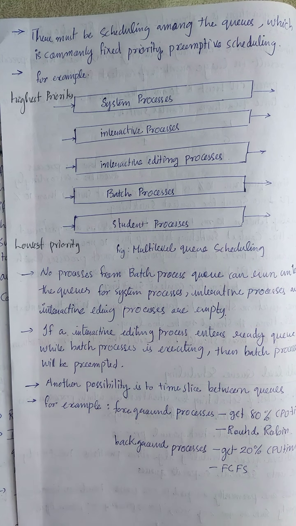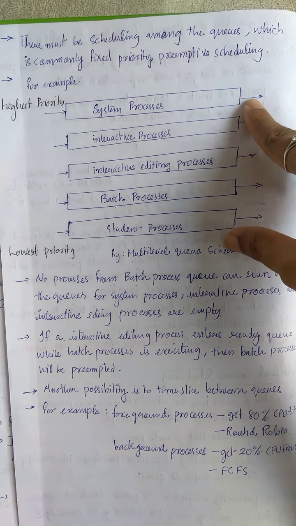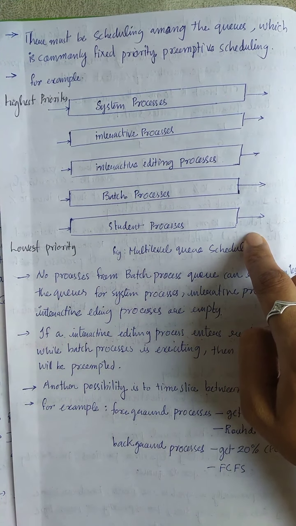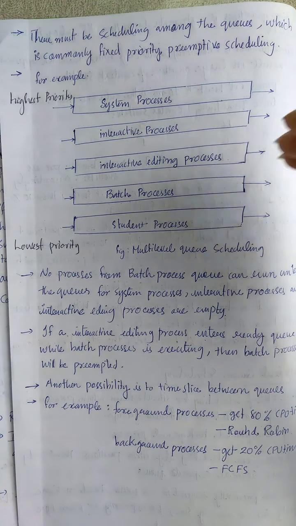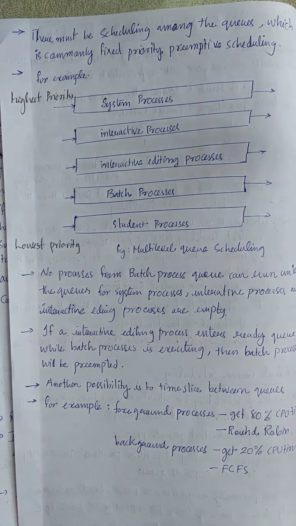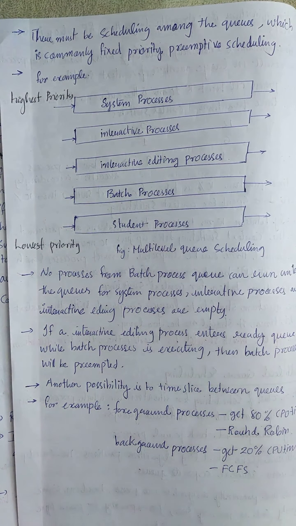There should be scheduling among the queues, which is commonly a fixed priority preemptive scheduling. That is, if you're considering these queues, the system process is the one with the highest priority and the student process is the one with the lowest priority. So if a process has to be executed and it is in the batch process queue, then all these queues should be empty. Only if all these queues are empty can a process in the batch queue run.